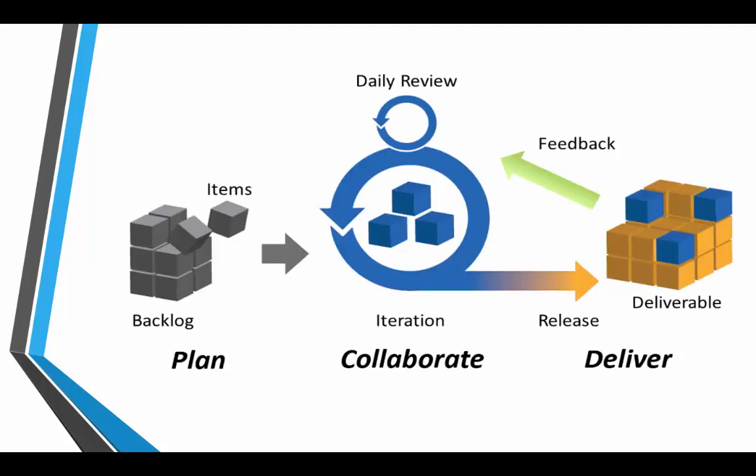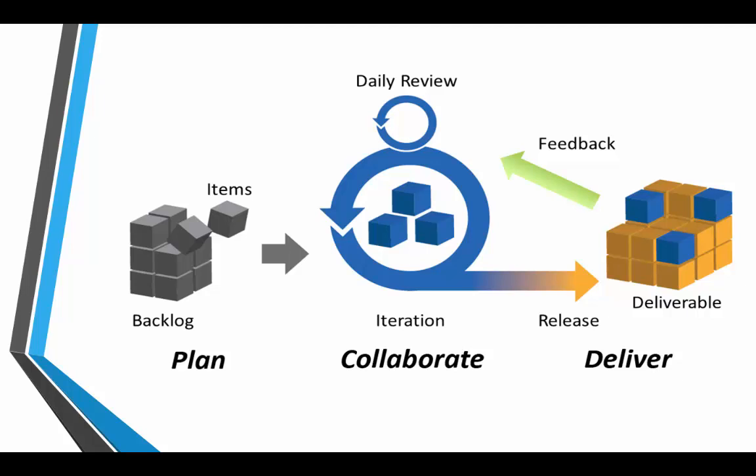Everything starts with the backlog. The backlog is a collection of all the items we need to accomplish. At the start of an iteration, the team selects a subset of items from the backlog. The team can complete all of those items in the iteration timeframe.